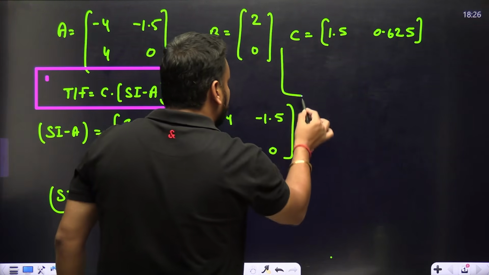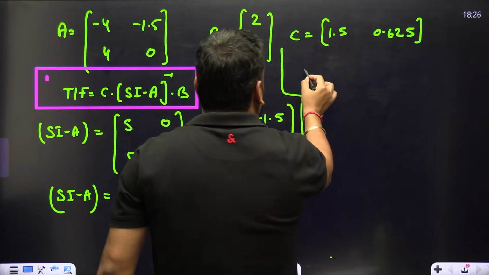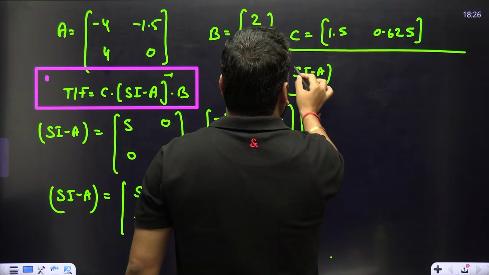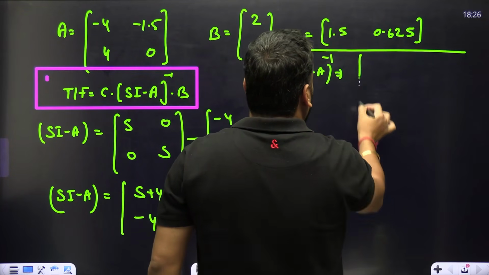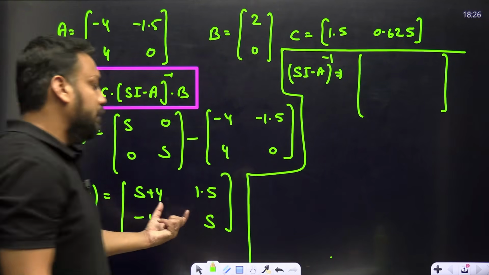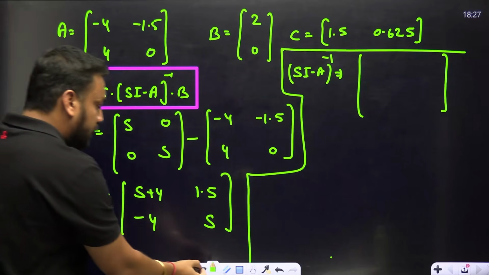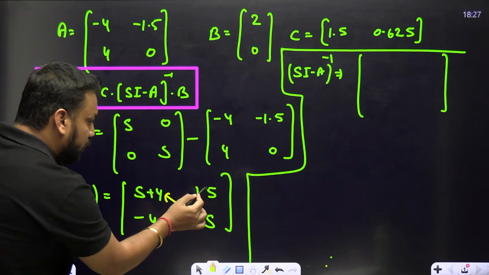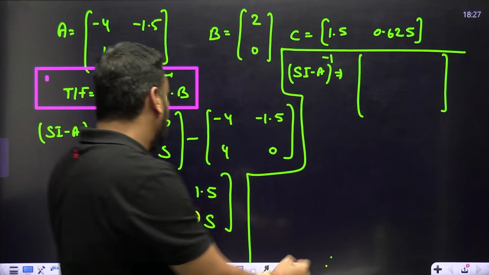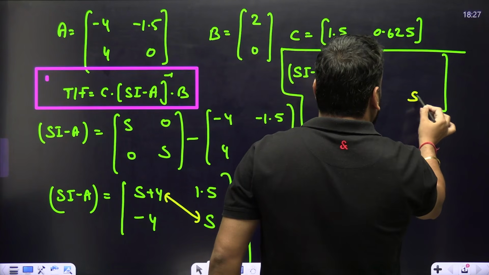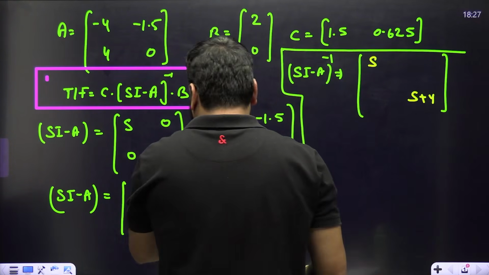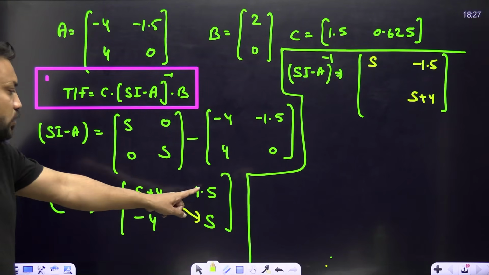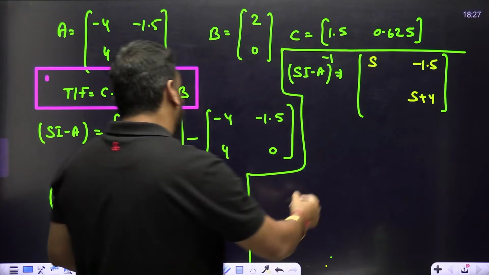Now we are looking for (sI minus A) inverse. So (sI minus A) inverse is nothing but adjoint upon determinant. And look, for a 2 by 2 matrix there is a trick to find the adjoint. Here you have to interchange these, and only change the sign of these. So interchanging, you will get s here and s plus 4 here. Now change the sign: only their sign changes, the position remains the same. So minus 1.5 and plus 4.